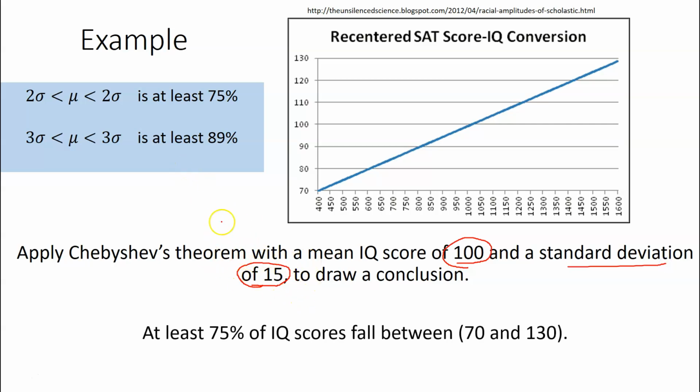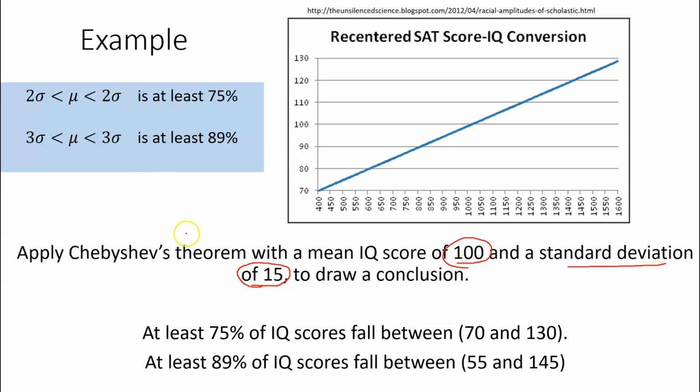Okay, so what we're going to do here is say that at least 75% fall within 70 and 130. Where am I getting that? Well, I've got to double this. The standard deviation is 15, twice that is 30. 100 minus 30 is where I get that 70 from. 100 plus 30 is where I get that 130 from. If it's farther out, then 89% of the IQ scores fall within.